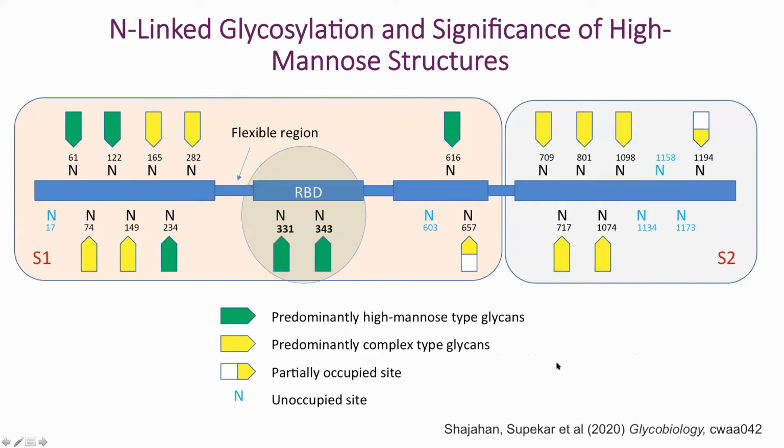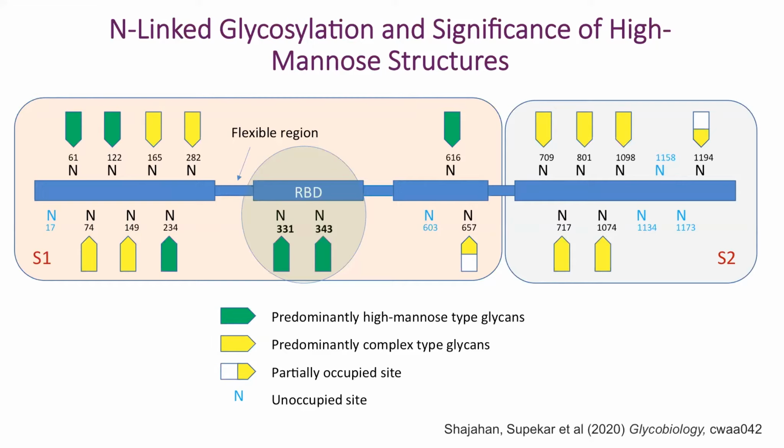So what is the glycosylation of the individual subunits? What we've done is we've looked at the glycosylation of the S2 subunit, and as you can see, we found that 3 of the sites are not glycosylated, whereas the other sites are predominantly complex type glycans. In the S1 subunit, interestingly, we have found predominantly high mannose type glycans. Specifically in the RBD regions, N331 and N343, we have found predominantly high mannose structures.